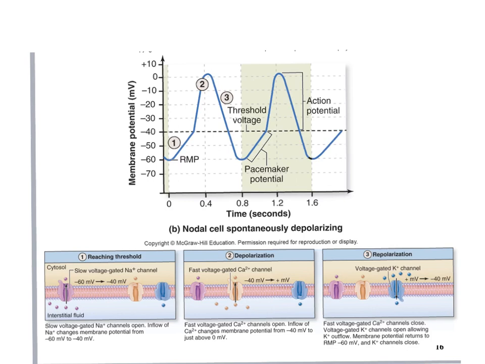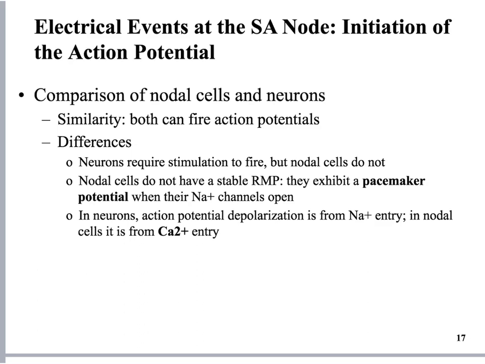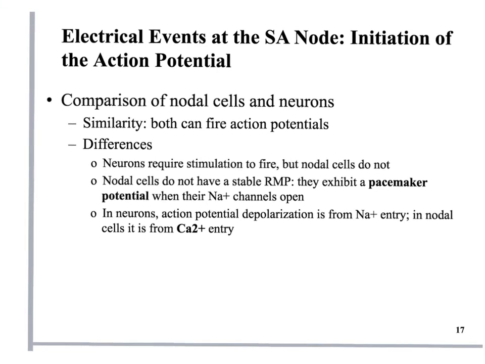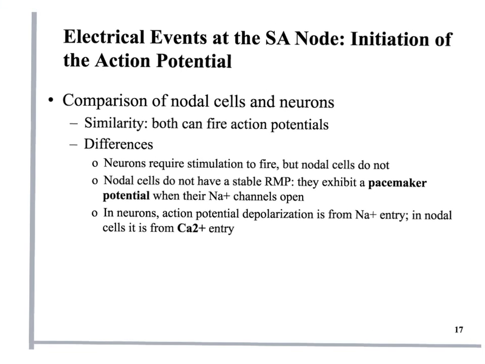And then repolarization, the movement of potassium ions. Okay? And then this is what we've talked about in terms of the differences between the nodal cells and neurons. Depends upon calcium, right? Nodal cells have a pacemaker potential, right? They don't have a stable resting membrane potential. It kind of fluctuates based upon those slow acting sodium channels.